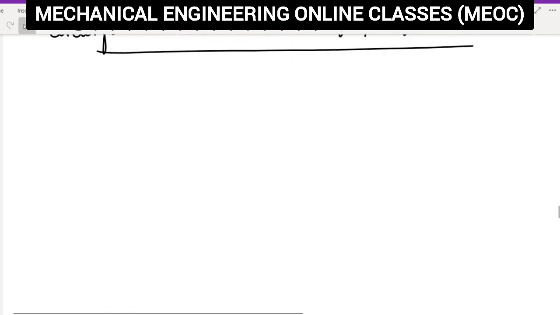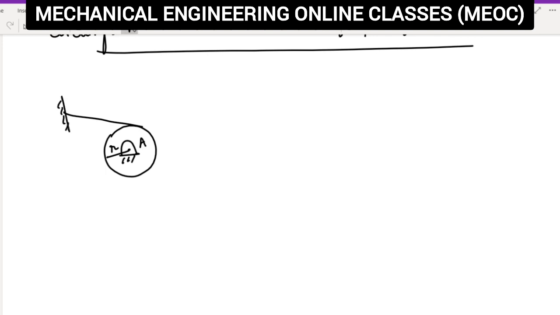So I am just taking a simple case here. Suppose a pulley is like this, it is free to rotate about this particular point A, and the pulley radius is R. There is a rope here which is at theta from horizontal and it is connected to weight W. This is the arrangement of the rope and pulley system.